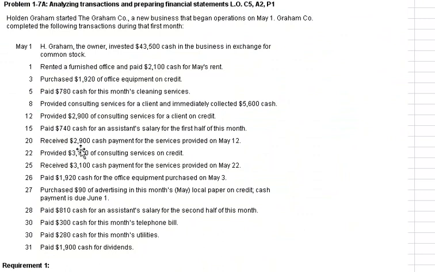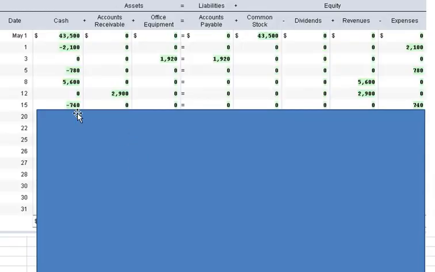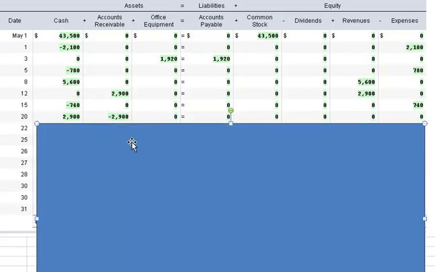Okay, then we receive the $2,900 cash for the services paid on May 12th. So now all we're going to have is a crisscross between the accounts receivable and cash. And see how that works? The accounts receivable is reduced because they just paid it. So essentially all we're doing is replacing one asset, accounts receivable, with another, cash.